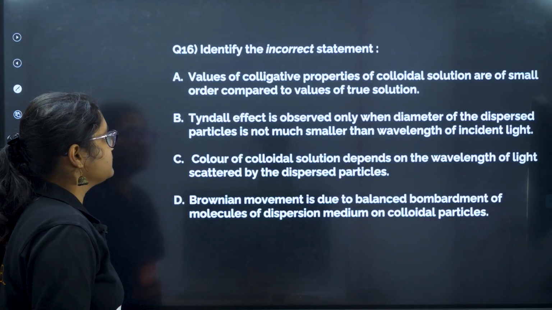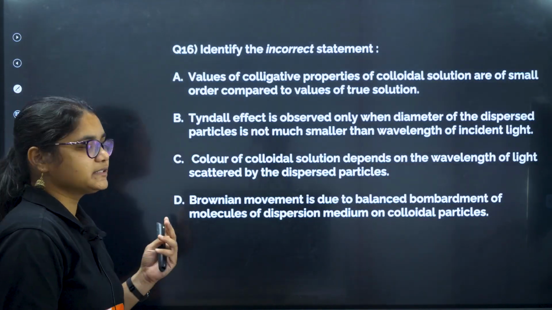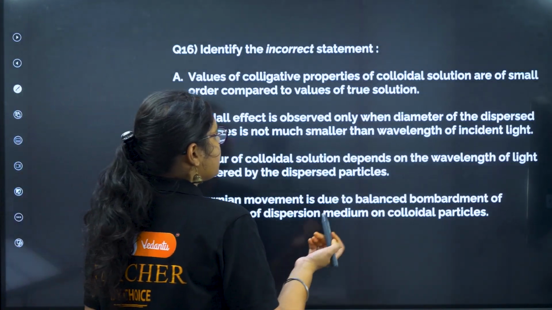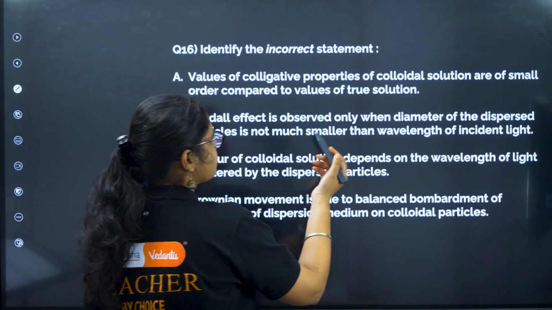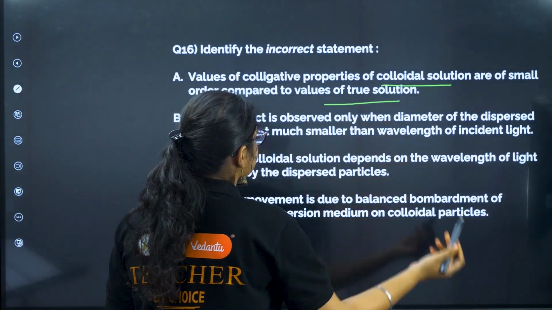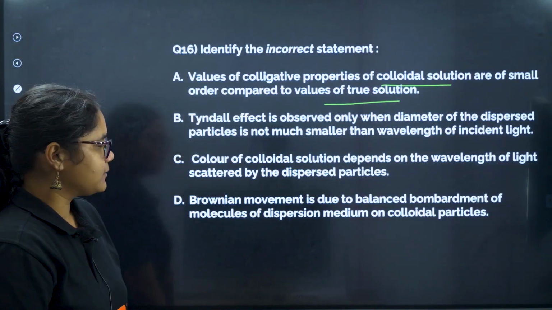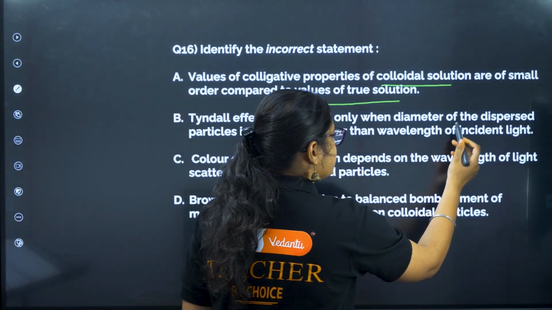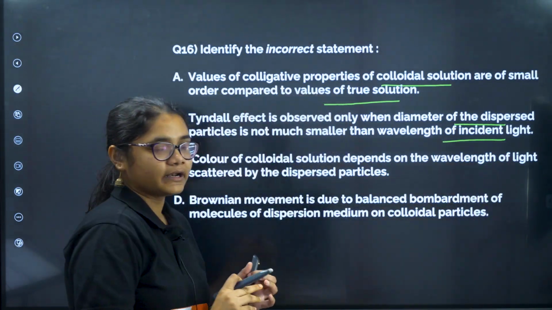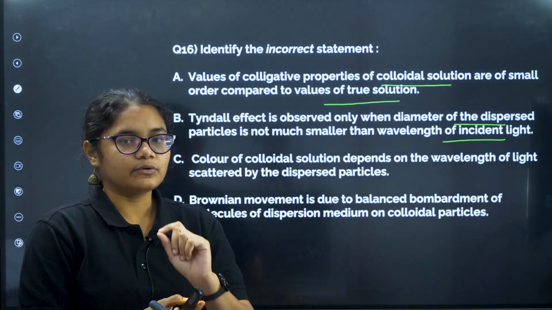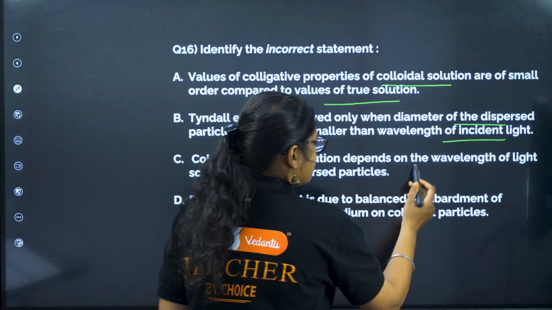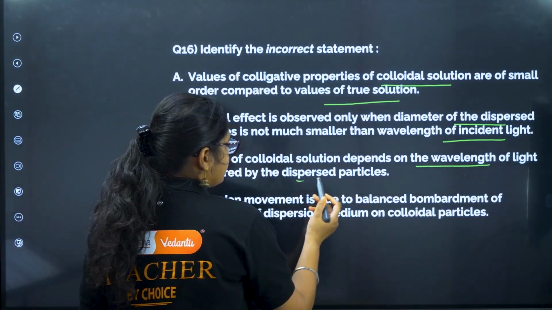Now coming to next question. Again, okay, this question is from your surface chemistry chapter, which was a deleted topic. So colligative properties, values of colligative properties of colloidal solution are of small order compared to the values of true solution. So this is a correct statement. Tyndall effect is observed only when the diameter of the dispersed particles is not much smaller than the wavelength of light. That is correct, because if the size is similar, then only the particles will be visible. Okay. The color of the colloidal solution depends on the wavelength of light scattered by the dispersed particles.